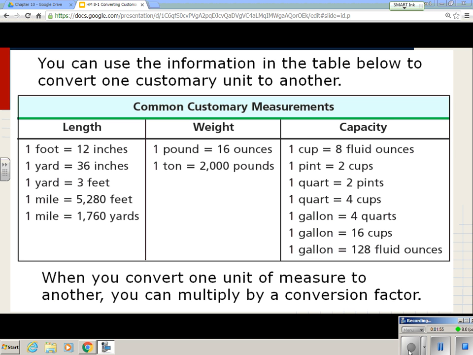And really, the table is going to help you to be able to convert the information below from one customary unit to another. And when you do convert one unit of measure to another, basically what you're doing is multiplying by a conversion factor. So once you know how far 1 is in its length, or how much it weighs, or how much it holds, you are going to multiply by one of those numbers that you see there along the side. So once you have this down, you can then continue on in the video.